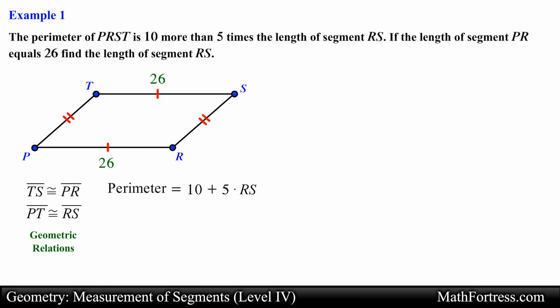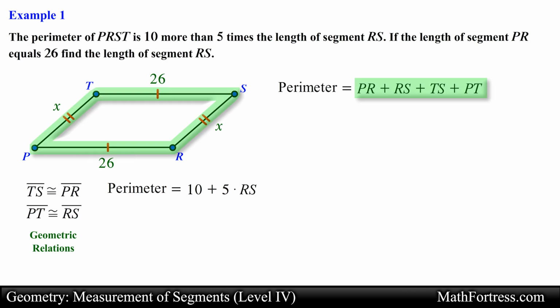Next, we need to determine what our unknowns are. In this case, we are trying to find the length of line segment RS, so we will represent this length with a variable x. Since line segment PT is congruent to this segment, we can also represent the length of segment PT with a variable x. Now it is just a matter of finding a variable expression representing the perimeter of the figure. In this case, the perimeter will be equal to the sum of the lengths of all 4 line segments.